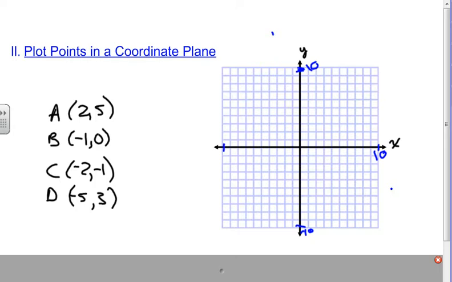Because she could choose to go by some other scale. Like if every blue line was 5 units, then down there where she has 10, we would label 50, right? So, and label the letter for that point.